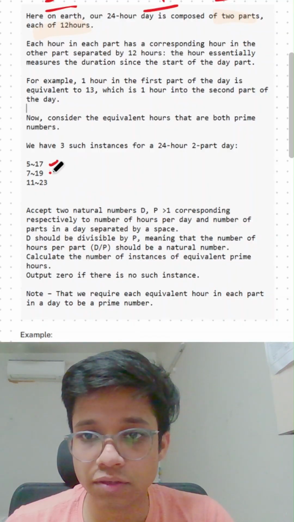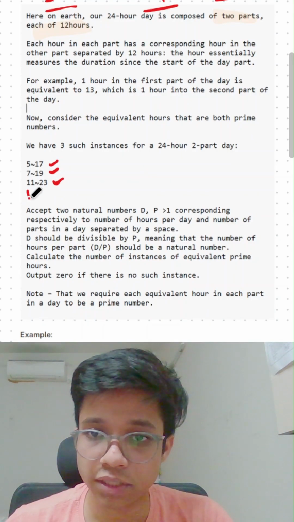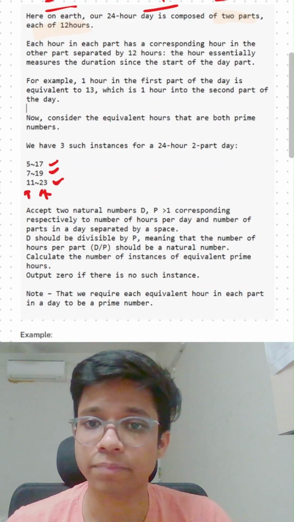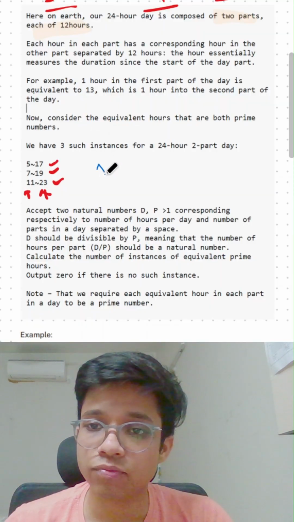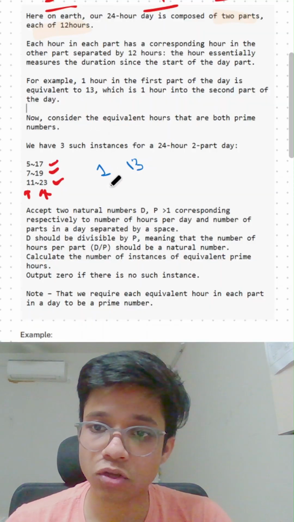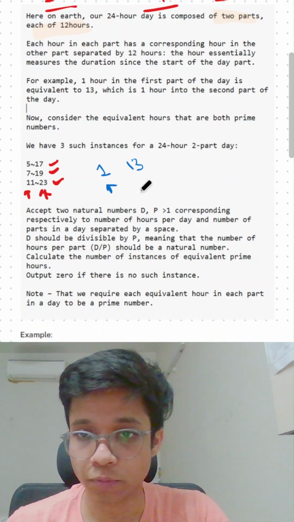So 5 and 17, 7 and 19, and 11 and 23. So this is a prime and this is also a prime. Notice that we do not have 1 and 13 here because 1 is neither prime nor composite.